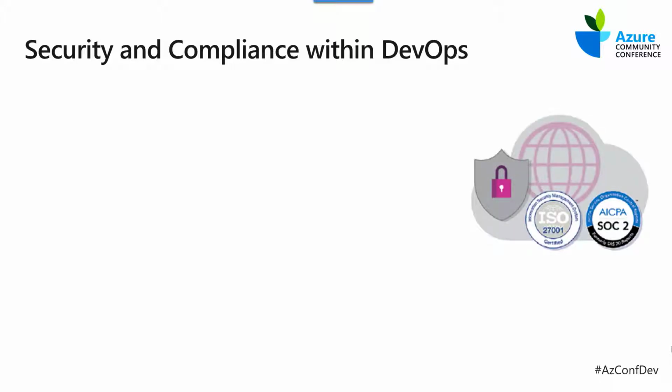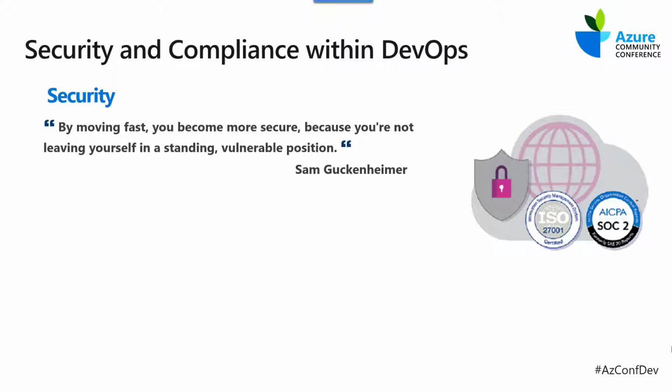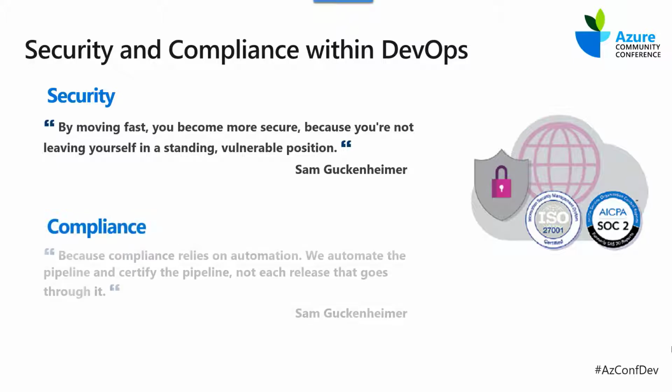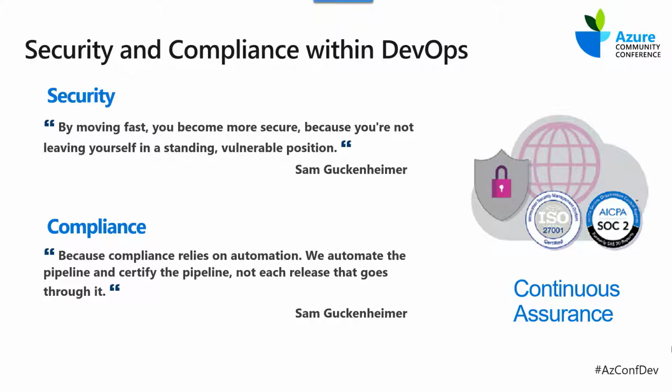Talking about DevOps, we are not in the position that we try to defend that DevOps is not bad for security. We went even further and see that DevOps is better for security, because by moving fast, we become more secure because we are not standing in a vulnerable position for a long time. It's very simple: compliance relies on automation, which means that we automate the compliance by automating the pipeline and certifying the pipeline instead of certifying each release, which means switching the conversation with the security team to approve the pipeline, with the ability to monitor and audit all the process at any point of time.